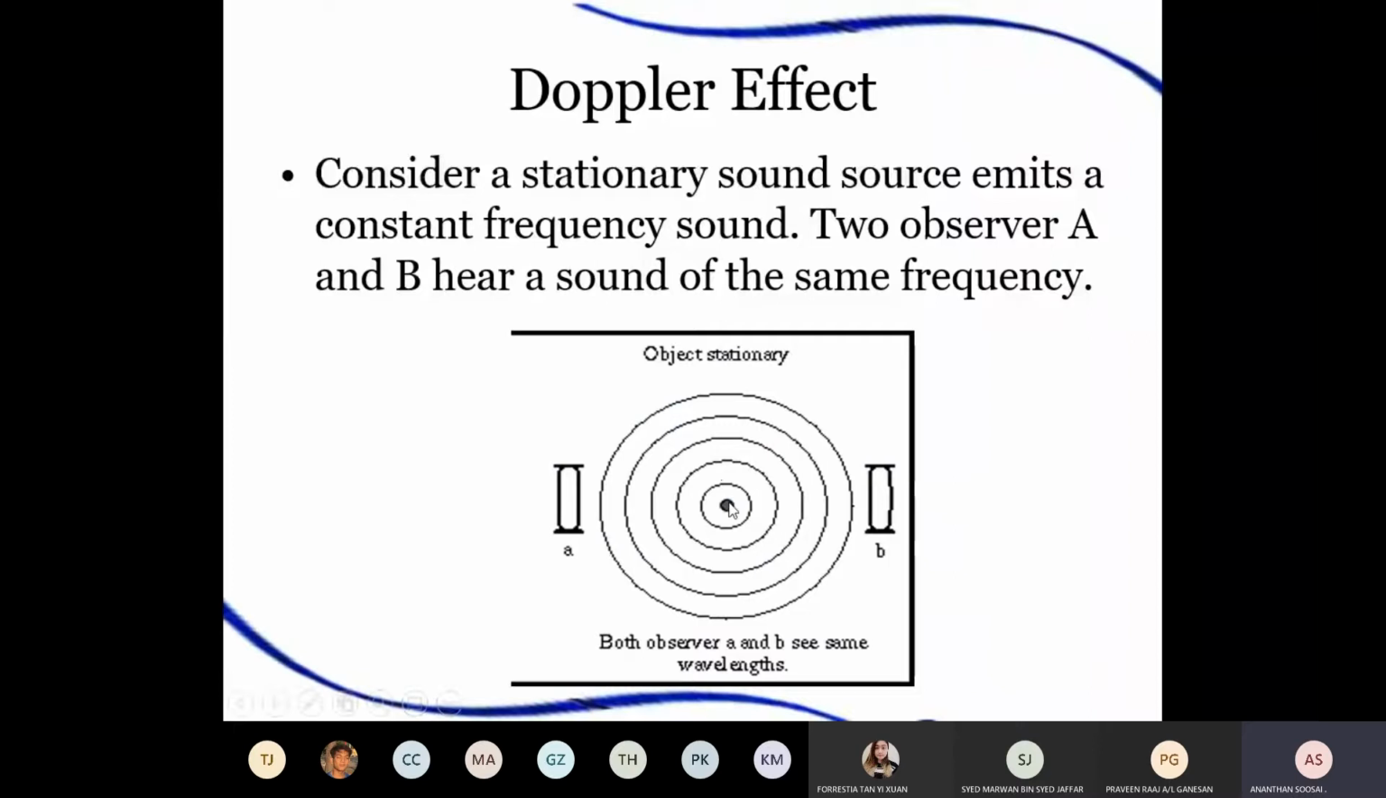Okay, so A and B are at the side. The source is producing a sound outward. A and B receive the sound with the same frequency. The distance between these two dark lines is your wavelength.